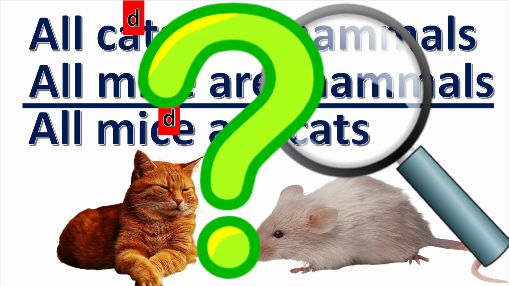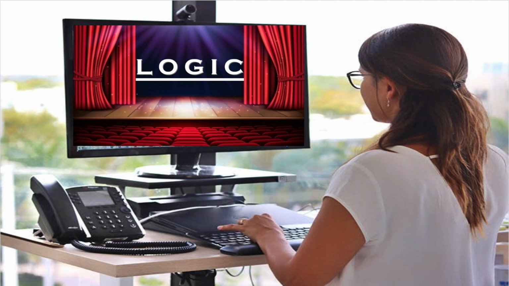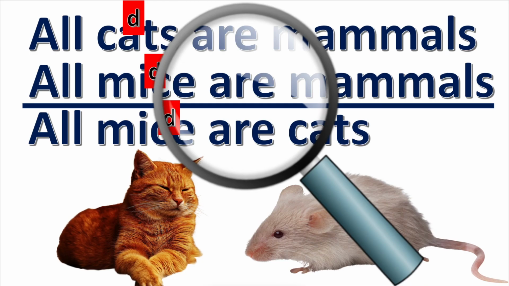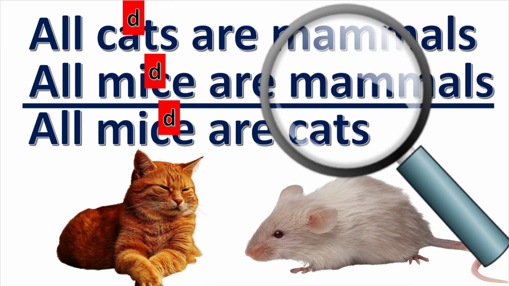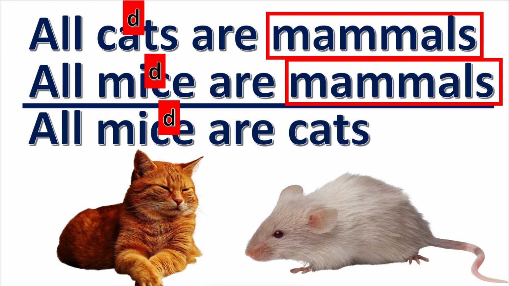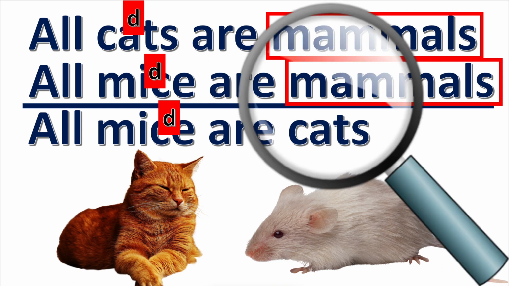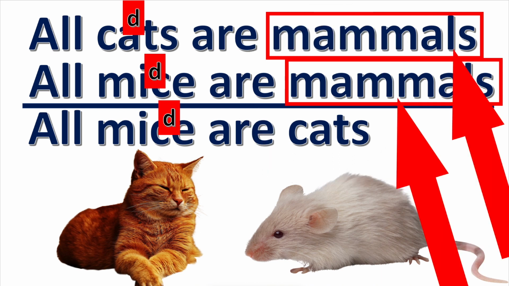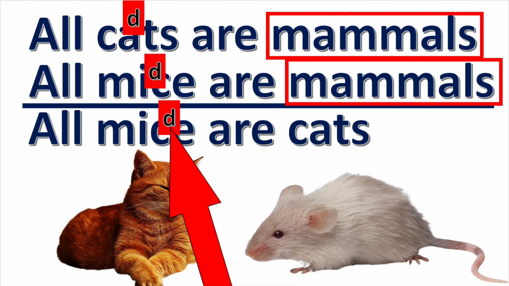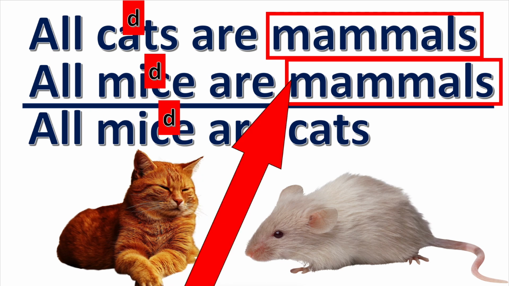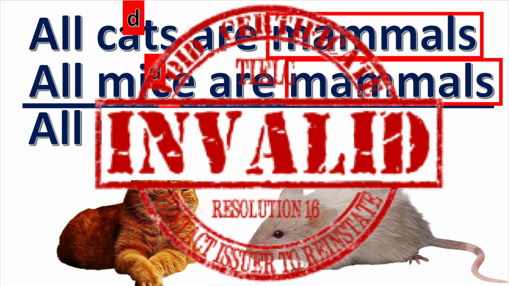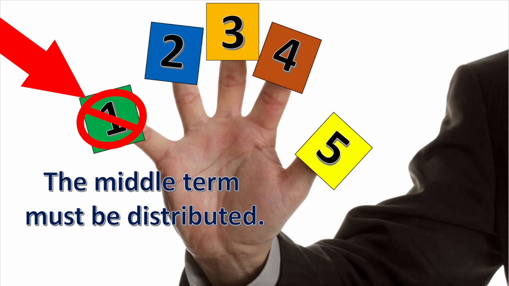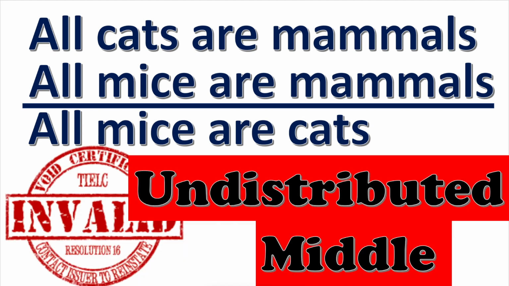Remember what the middle term is from the video number 64? The middle term is the term that is repeated in the premises. Mammals is the middle term in this syllogism. And you may notice that it is not distributed in either premise. There is no letter D next to it in either premise. So this syllogism is invalid. It breaks Rule 1. The syllogism commits the fallacy of undistributed middle.